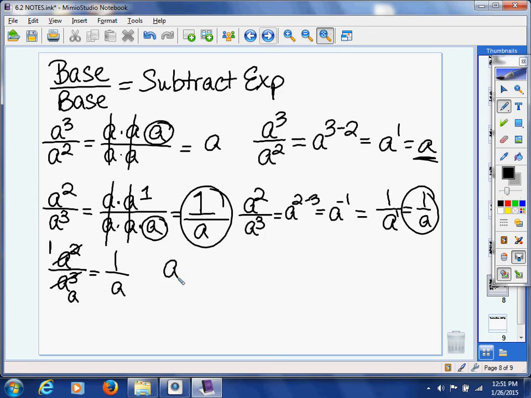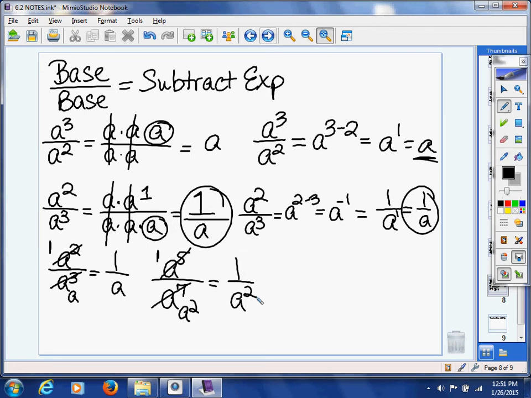Let's say I've got 5 a's up top and 7 a's down bottom. All 5 of these are going to cancel out with 5 of the 7. So that means I have 2 left, and I'll have 1 over a squared. And I've done it that way before too. So just some wrinkles here. I just want to show you some of the ways you can handle it if you have base divided by base.